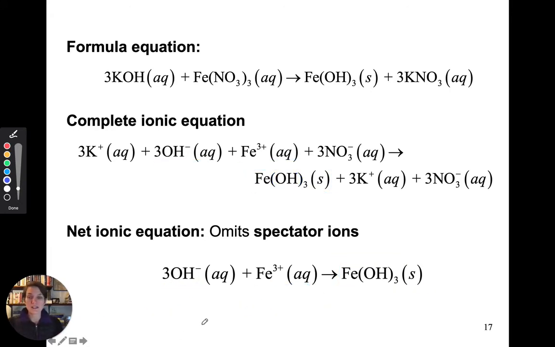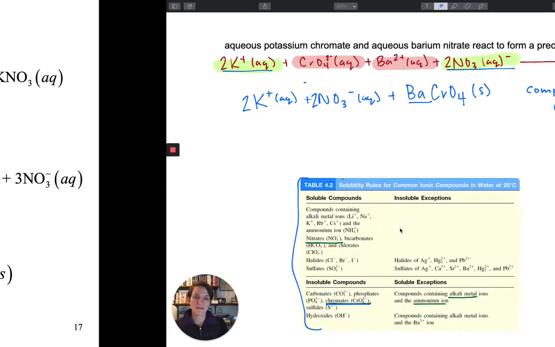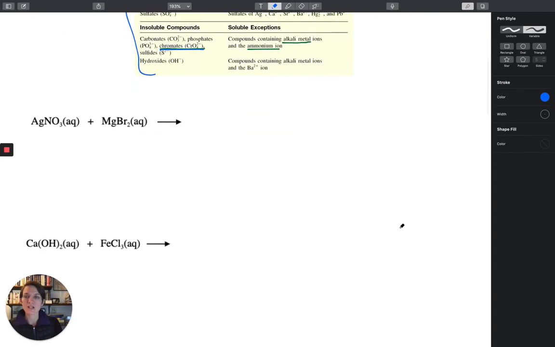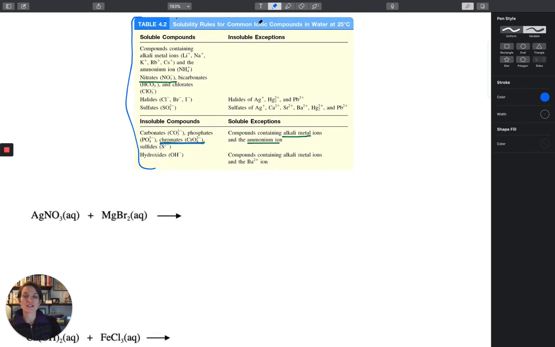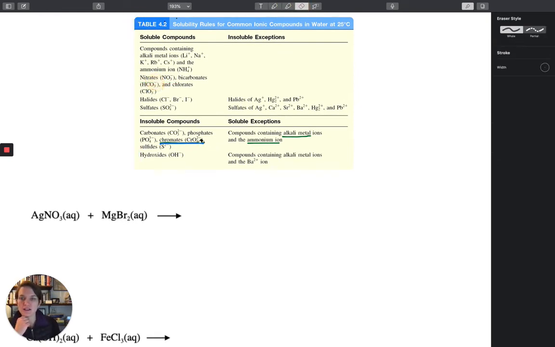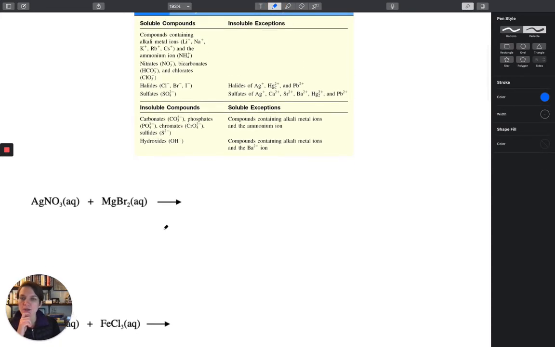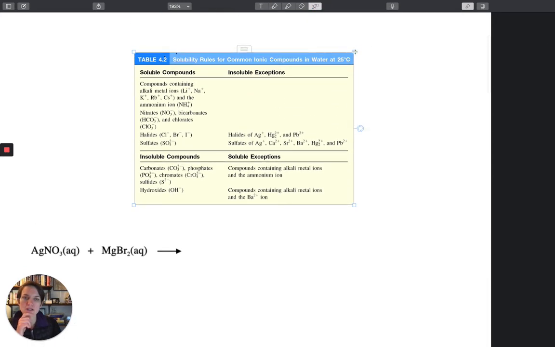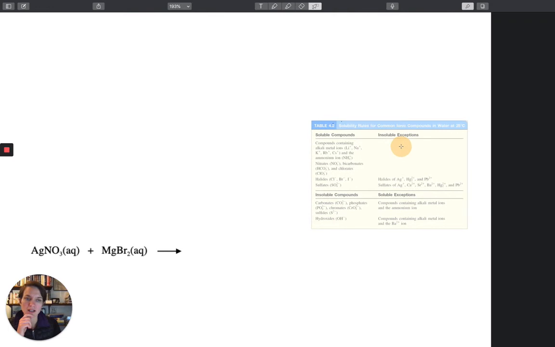Okay, the rest of this lecture is just going to be practicing. So first, let's just practice using this solubility chart and evaluating precipitation reactions to figure out what has precipitated. Okay, so here we have our, let me make this a little bit smaller for us so we can see where we're at. Yeah, you can still read that.